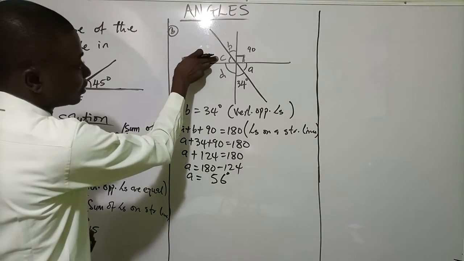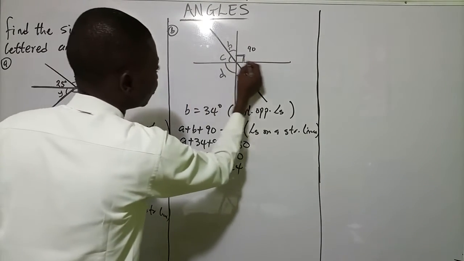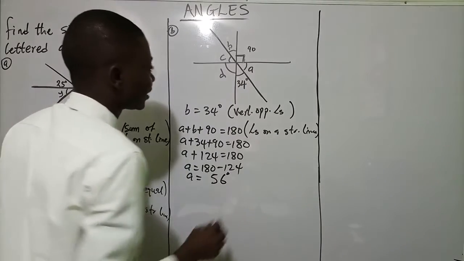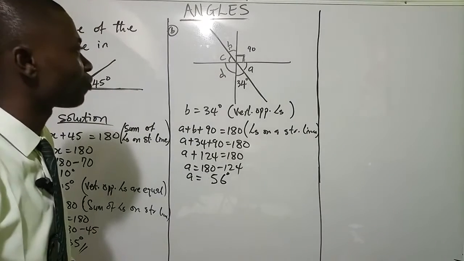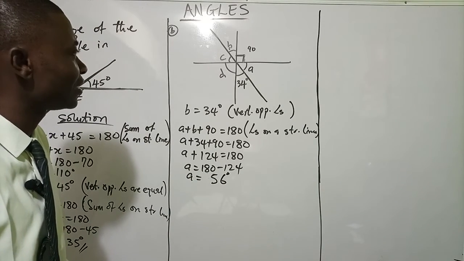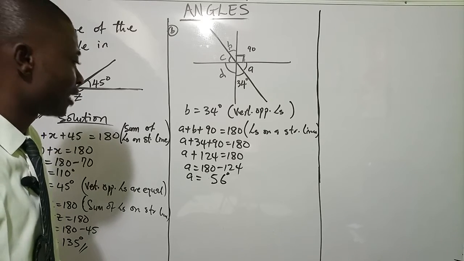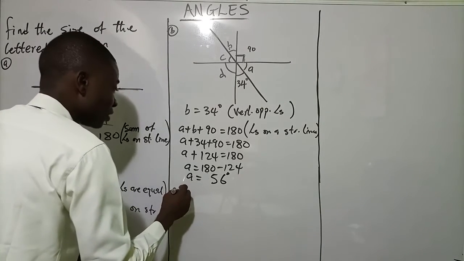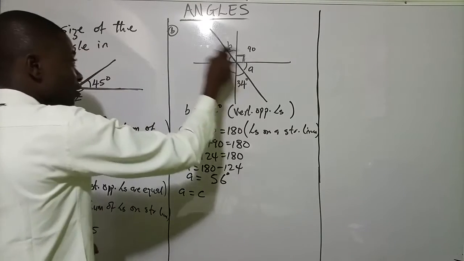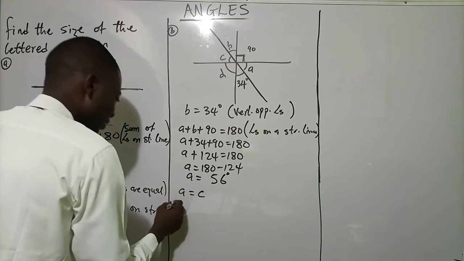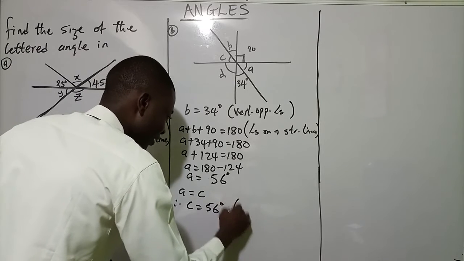Now look at C. C, B, and 90, they are also lying on a straight line. But apart from that, if you take a closer look at A and C, you'll find out that both of them are also vertically opposite angles too. So I can easily say that A is equal to C. Now that I've calculated A to be this, therefore C is equal to 56 degrees. What is the reason?